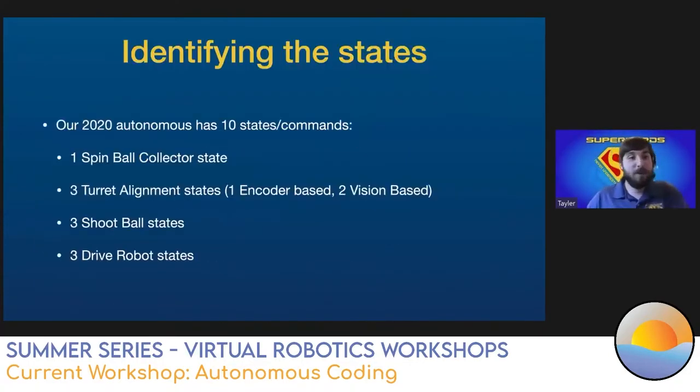Okay, so the next part that we want to do is identify the states. For our 2020 autonomous, we had 10 different states, or commands, that the robot actually does during its autonomous. We have 1 spin ball collector state, 3 turret alignment states. Just for reference, one of them is encoder-based and the other is vision-based. That's not too important for the state machine, but just for full transparency. Then we have the 3 shoot 3 ball states. And then we have 3 robot drive states. So with all that said, now we can actually draw up what our state diagram is and what we want it to look like. What state do we want to go to from where?